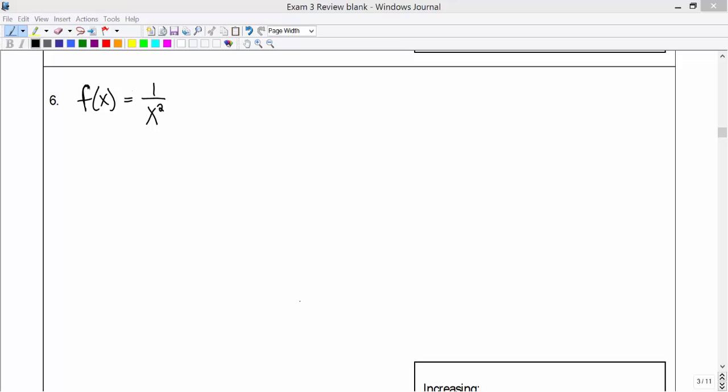For number 6, once again, we're asked to find out where the function has increasing or decreasing intervals and where it has relative maxes or mins. So we're going to find the first derivative.